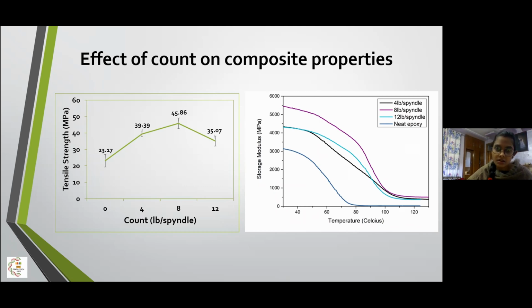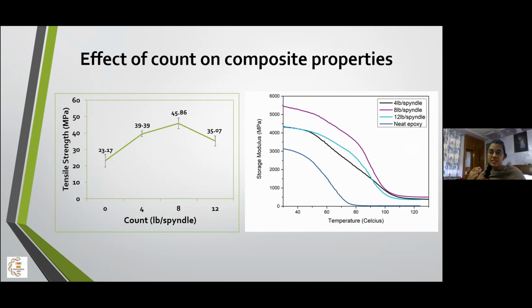With increase in the maximum tenacity of the reinforcement material, the resultant tensile strength of the composite as well as the storage modulus of the composite material increase. Also, with increase in the count, twist per inch decreases, which leads to better impregnation of the resin and good interface adhesion between the yarn and the resin system.